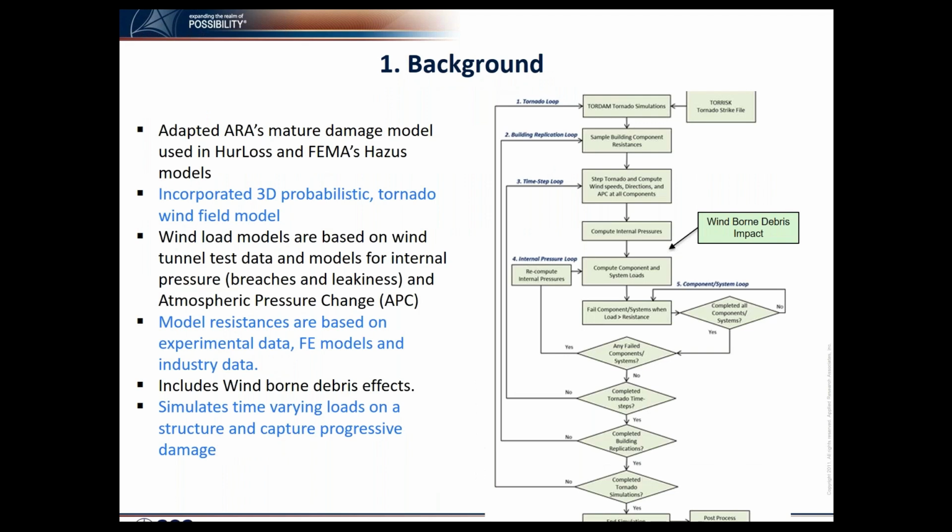So our tornado damage model is basically an adapted version of our mature damage model that we used for hurricane damage, and this is used in FEMA's HAZUS models and other hurricane loss estimation models. So we take that model and we incorporated our tornado wind field model that I discussed earlier, and then we use some improvement of the model to run it as a full functional tornado damage model.